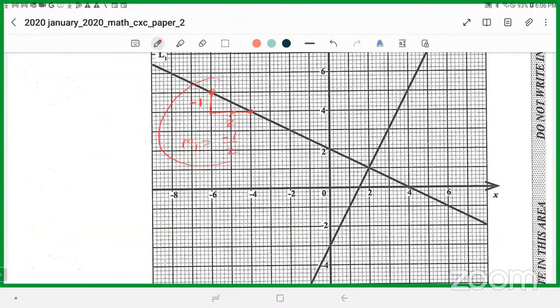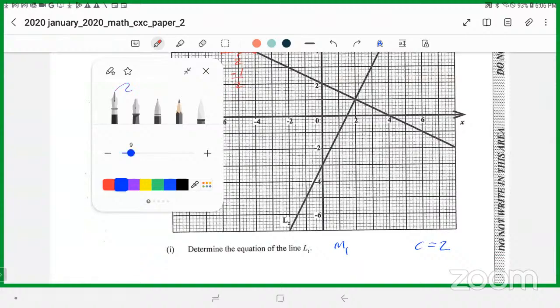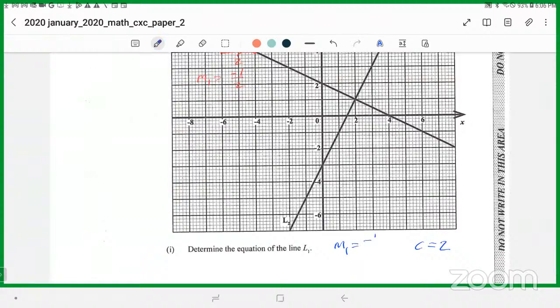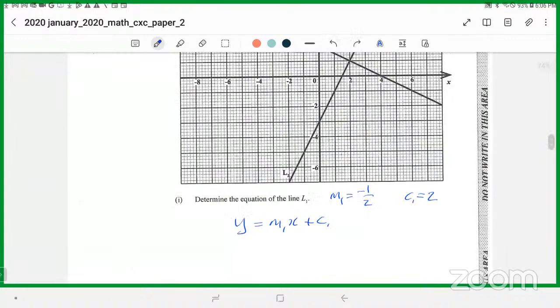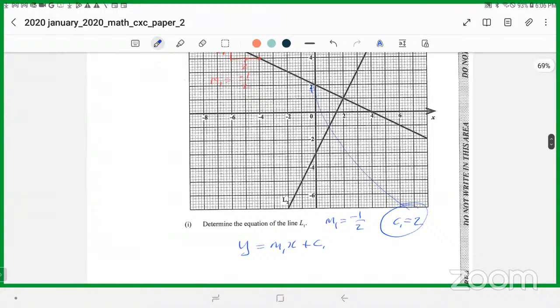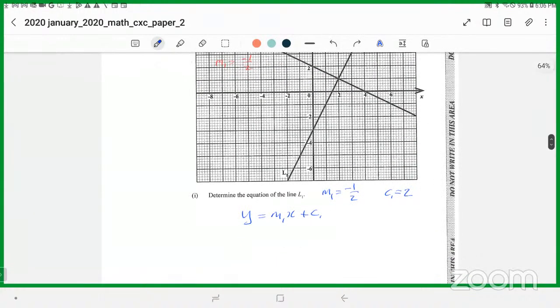I'm leaving this on the paper so the examiner can see where I got this from. -1 over 2. So my equation is y equals m1x plus c. I can call it c1 as well, since I'm talking about line 1. The c is where it crosses the y-axis. I'm not going to do any big long calculation when all the information is there in front of me. So it's y equals -1/2 x plus 2. Done. That's it.